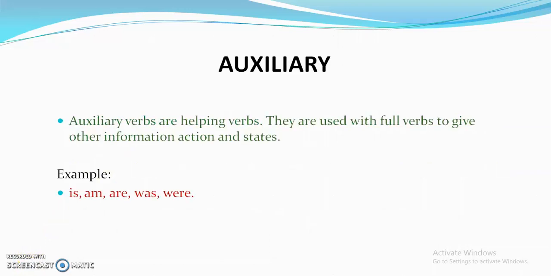At last comes auxiliary verbs. These are the verbs which can be referred to as helping verbs. They are used with full verbs to give other information about actions and states. For example, is, am, are, was and were. For example, Sachidanand sir is talking about verbs in technical English to the class. Here, is is helping the verb talking.